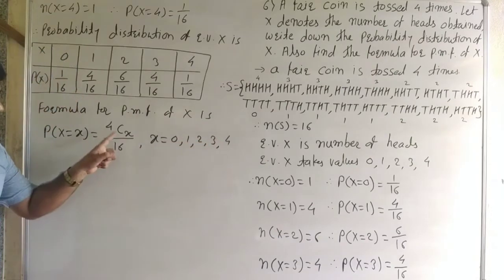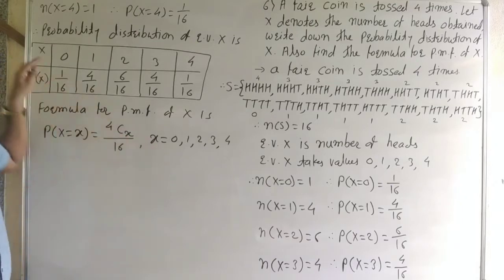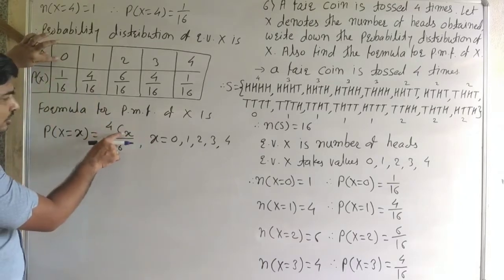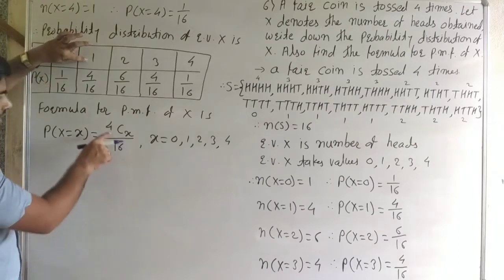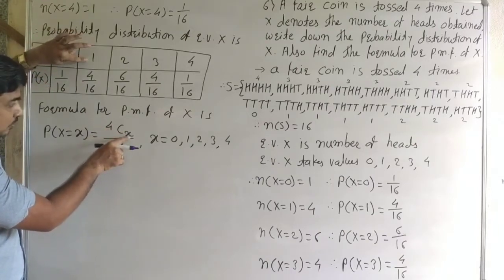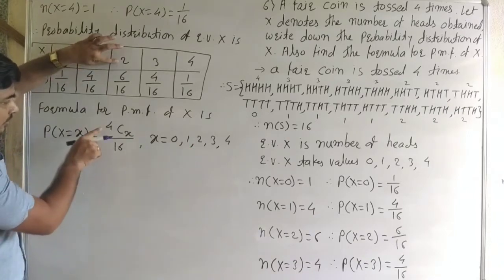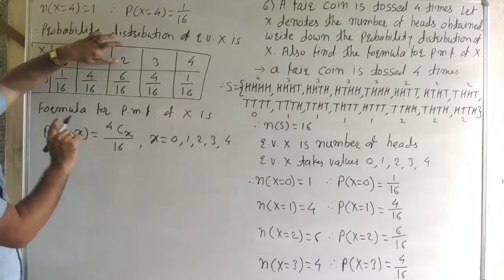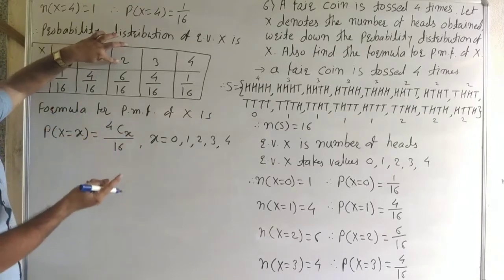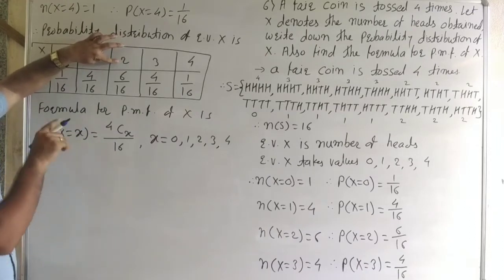Here 4Cx is a combination formula. When x is equal to 0, it is 4C0, that means 1, so 1 by 16. When x is equal to 1, it is 4C1, that means 4 upon 16. When x is equal to 2, see carefully, it is 4C2, that means 4 into 3 upon 2 into 1, and that is 6.